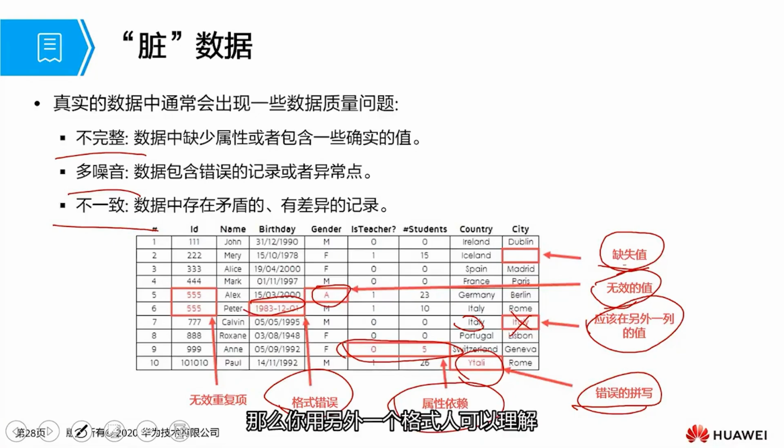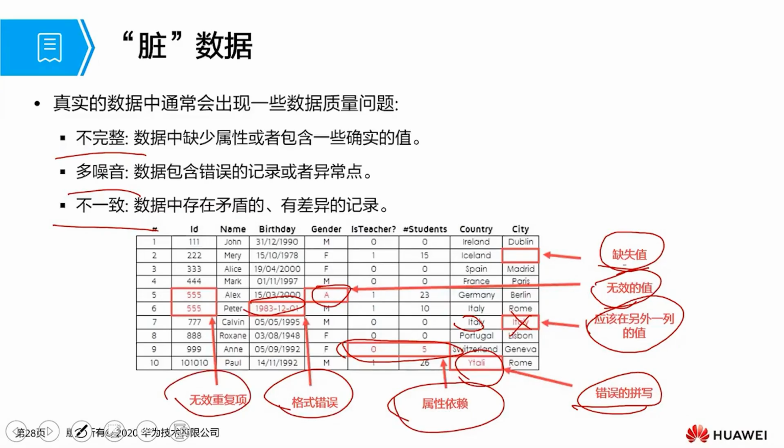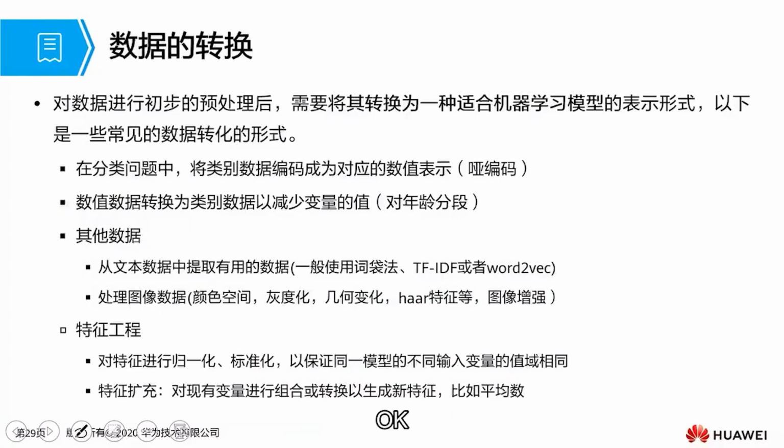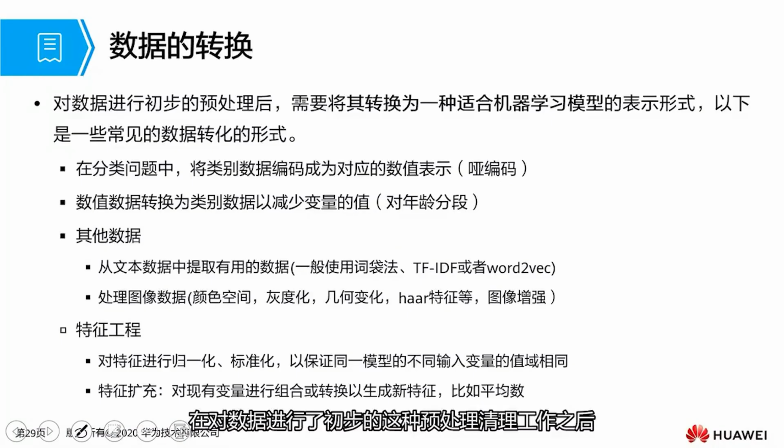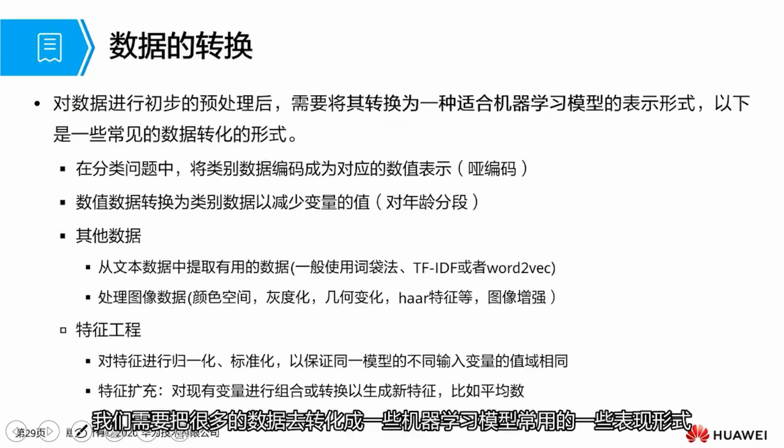Okay, the next topic is data transformation. After this initial pre-processing of the data, after the cleanup work, we need to convert a lot of data into forms commonly used by machine learning models. For example, the first type: in classification issues, we need to perform one-hot encoding on the categories. What is the other encoding called? Called dummy encoding.